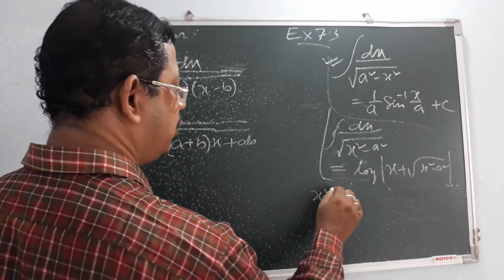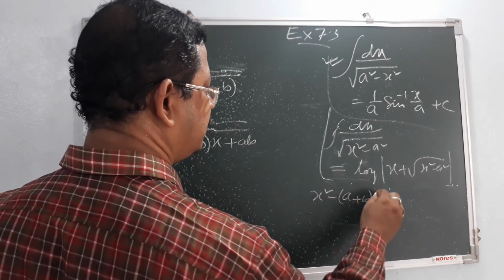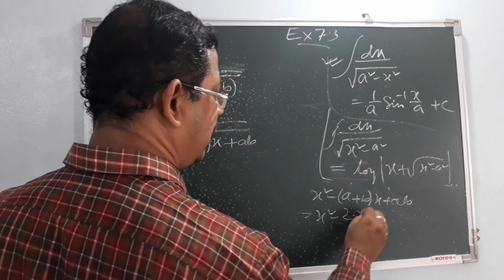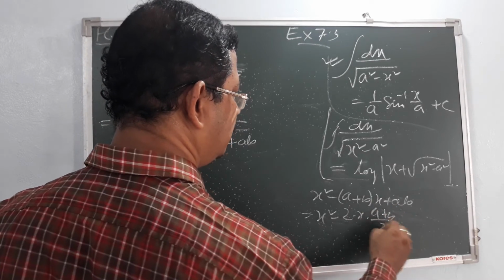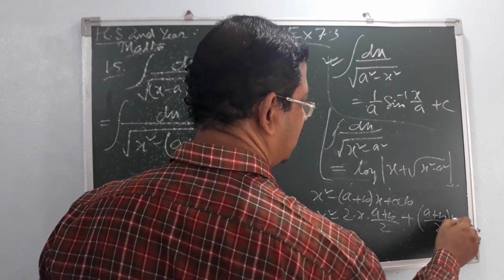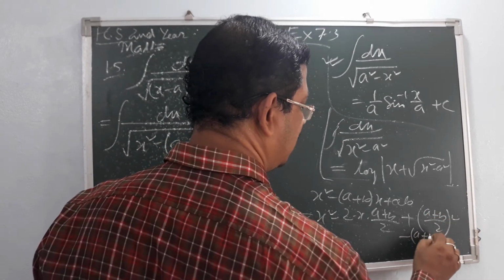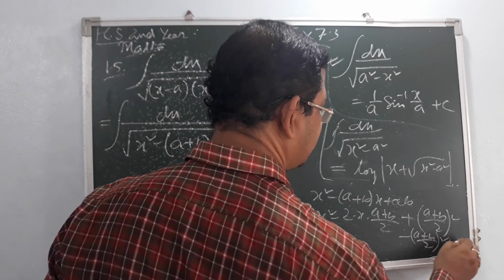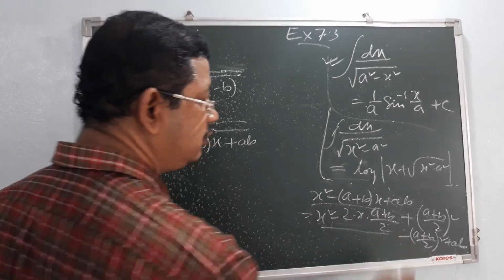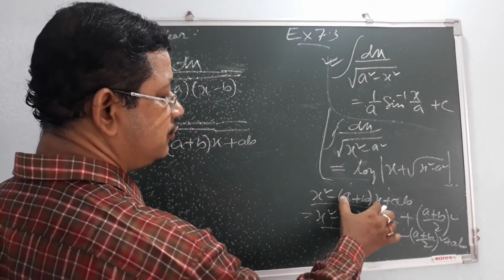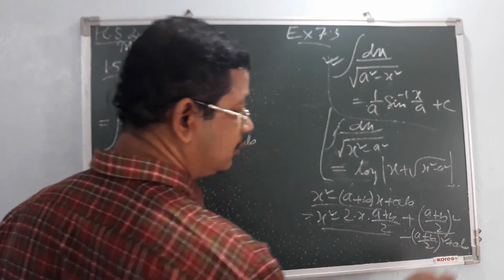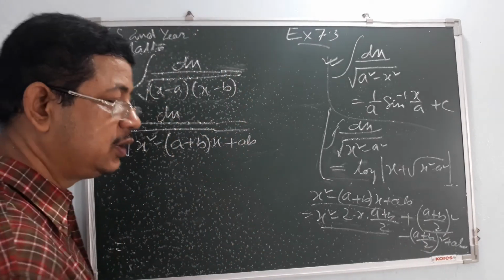Now some modification: x square minus a plus b into x plus ab can be written as x square minus 2 x into a plus b by 2, plus a plus b by 2 whole thing square, minus a plus b by 2 whole thing square, plus ab. As usual, this converted into that thing, because the 2 cancels, this is the same. So we have modified it in that form. Then I have added that one, and at the same time I have deducted that term again.